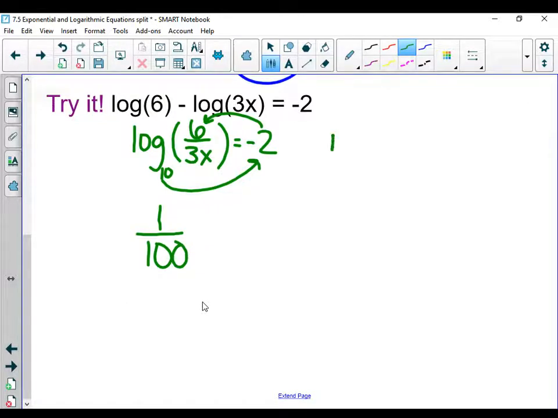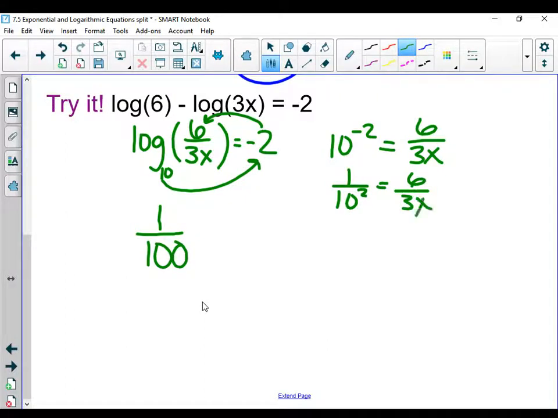You need to see that in slow motion there. And then I changed it to 1 over 10 squared. And then I changed it to 1 over 100. Okay. So I'm going to go ahead and also change 6 over 3. You don't have to, but I'm going to go ahead and reduce that.